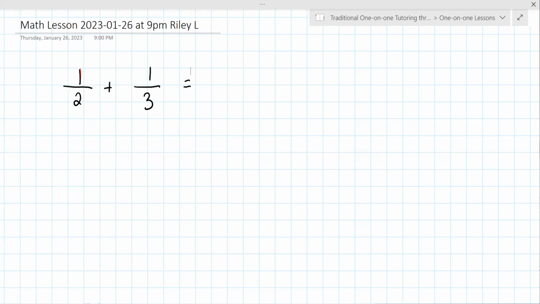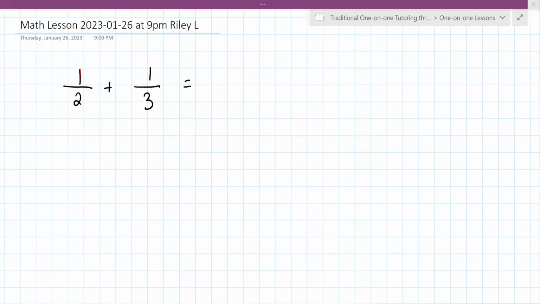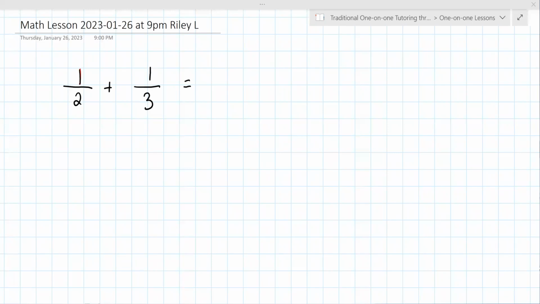Okay, ready. So this is the most common question, like adding two fractions, 1/2 and 1/3. The answer is not 2/5. You don't just add the tops and add the bottoms. Do you remember how to do this, or do you need a sample problem for us to work on?